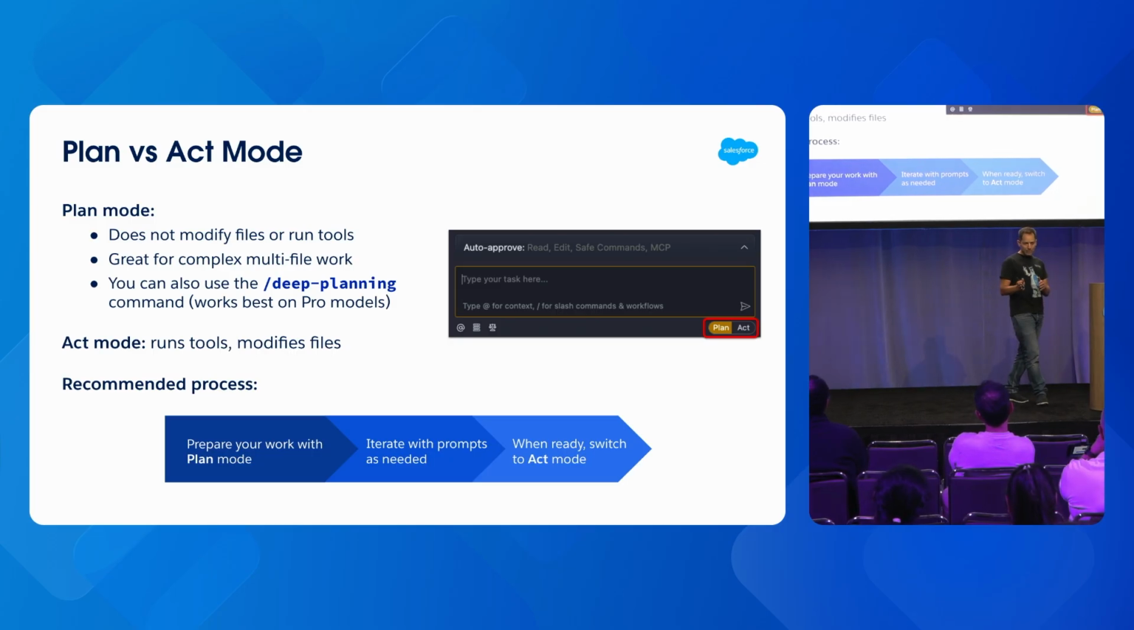So it's a three-step process, generally. First, start with plan mode. Make sure the agent understands what you want to do. Iterate on the plan as much as you need. And then switch to act mode. This is simply just a little toggle in the interface that will make the whole difference in terms of process.